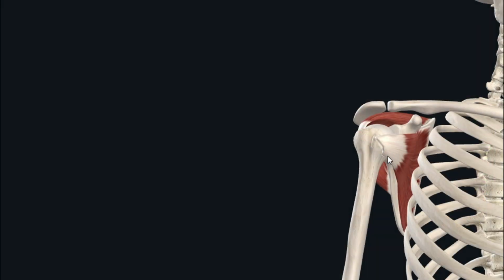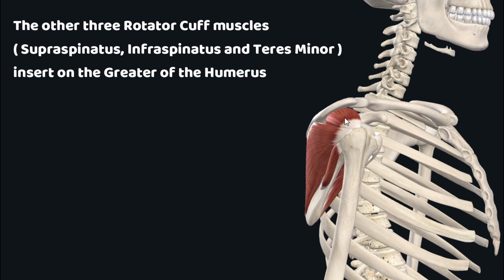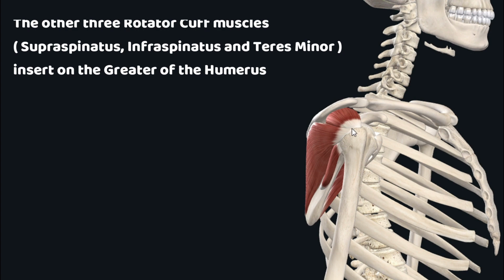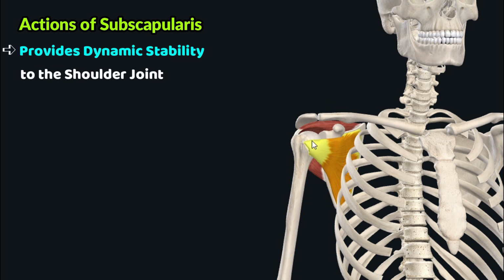The subscapularis is the only rotator cuff muscle that inserts on the lesser tubercle of the humerus, because the other three rotator cuff muscles, as you can see, insert on the greater tubercle of the humerus. If we discuss the actions of the subscapularis muscle, as a rotator cuff muscle, the subscapularis works with the other rotator cuff muscles in providing dynamic stability to the shoulder joint during movements of this joint.